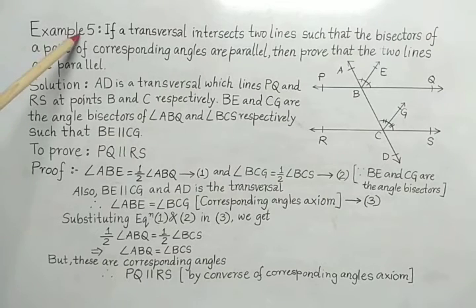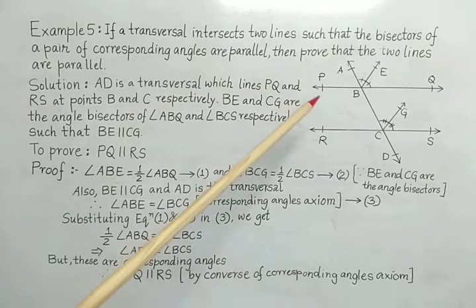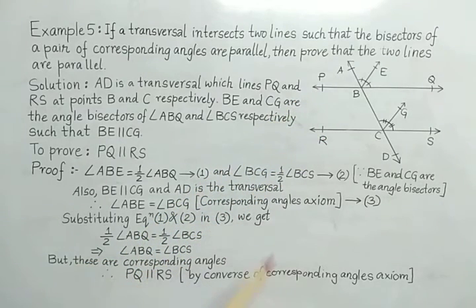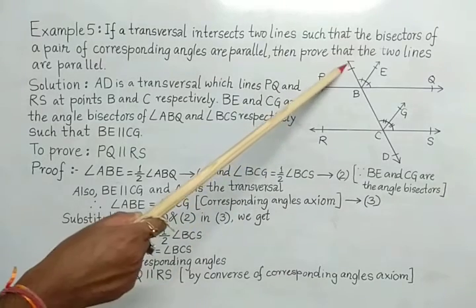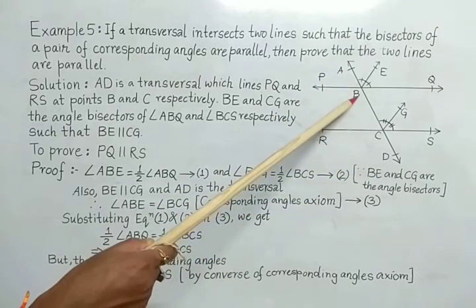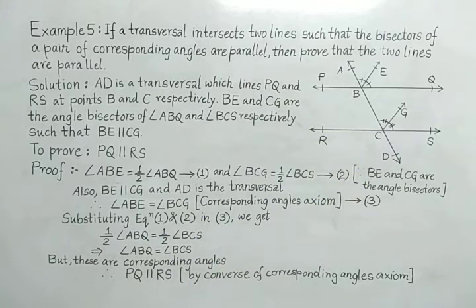Example number 5. Now what the example number 5 says, if a transversal intersects two lines such that the bisectors of a pair of corresponding angles are parallel, then prove that the two lines are parallel. Now let me explain it to you. If a transversal intersects two lines, so here we have drawn two lines PQ and RS. Now it is not mentioned that they are parallel. We have to show that they are parallel. And they are intersected by a transversal AD at 2 points B and C. Clear? Such that the bisectors of a pair of corresponding angles.